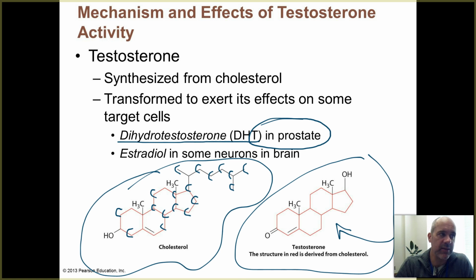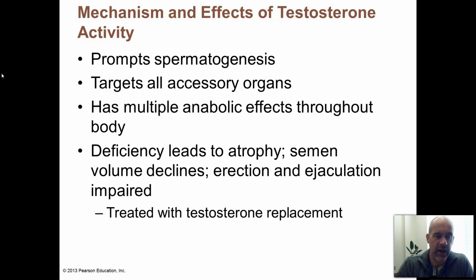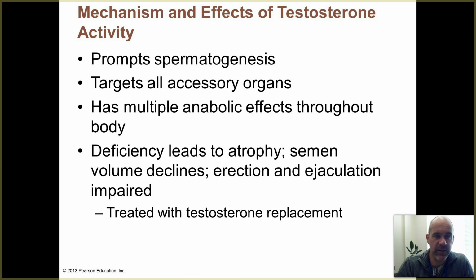And then interestingly, some testosterone goes to the brain, and there it gets converted into estradiol. That's the main type of estrogen, the female sex hormone, in the brain. So in the brains of males, some testosterone gets converted to estradiol because neurons need estradiol to perform some of their functions properly. Testosterone and estradiol, a type of estrogen, are very similar chemically if you look at their structures.